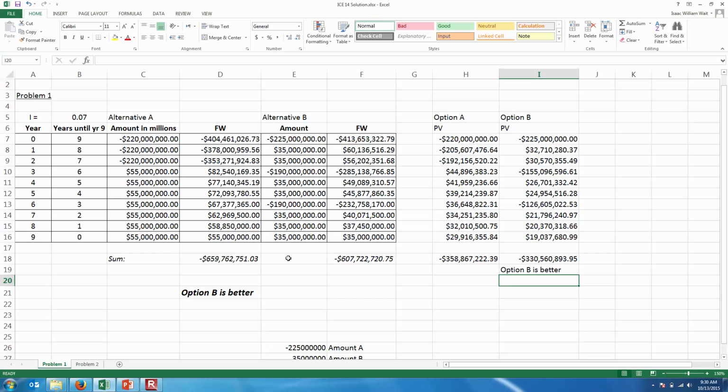No, you don't need to do the present worth. I was just showing it as an illustration that you get the same alternative is best regardless of if you do present or future worth analysis. Let me remind you to save your file. I'd like you to upload your file at the end of class to iLearn, so be sure to save it if you haven't already.